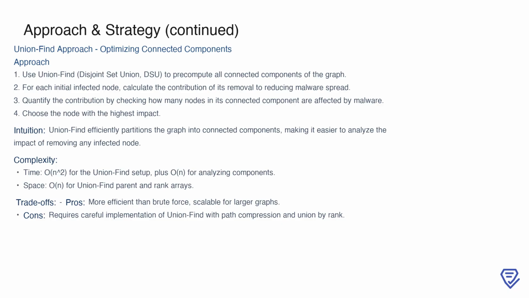This method is more scalable than brute force because the union find setup runs in O(n), and analyzing the components takes only O(n). Additionally, it has a smaller space footprint, requiring just O(n) for the parent and rank arrays. However, implementing union find requires attention to details like path compression and union by rank to ensure efficiency. Despite these requirements, its scalability and systematic nature make it a strong candidate for solving this problem.